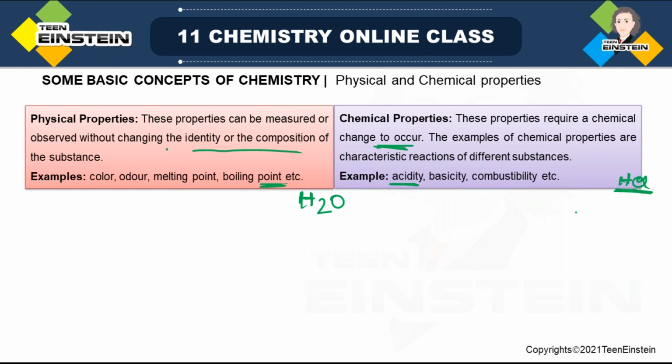Obviously, it has to be involved in some chemical reaction. Then combustibility, that is reaction with oxygen. Mostly combustion reactions; for example, hydrocarbon compounds such as methane or ethylene react with oxygen and produce carbon dioxide and water. So that is a combustion reaction, which is a reaction with oxygen. So here also bond breaking and bond making are involved. That is the difference between physical and chemical properties.